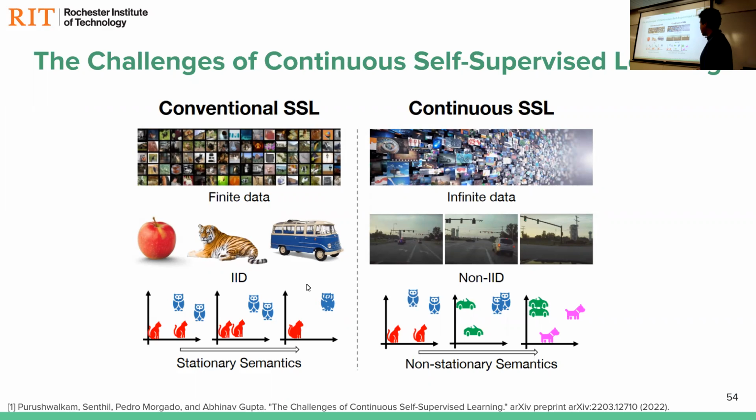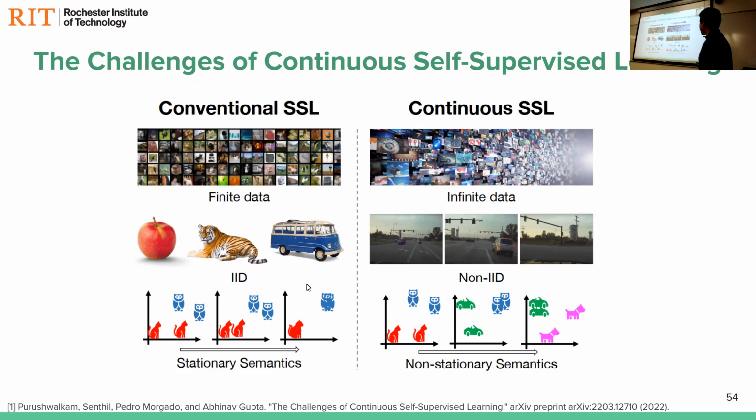And also the semantics is stationary. That means that if I have 1,000 categories in this data, that's it, right? I'm not going to have more categories. So I will be able to learn a stationary semantics. But continuous self-supervised learning should deal with a stream of data, which they call infinite data, but it's just saying we have data coming in all the time.